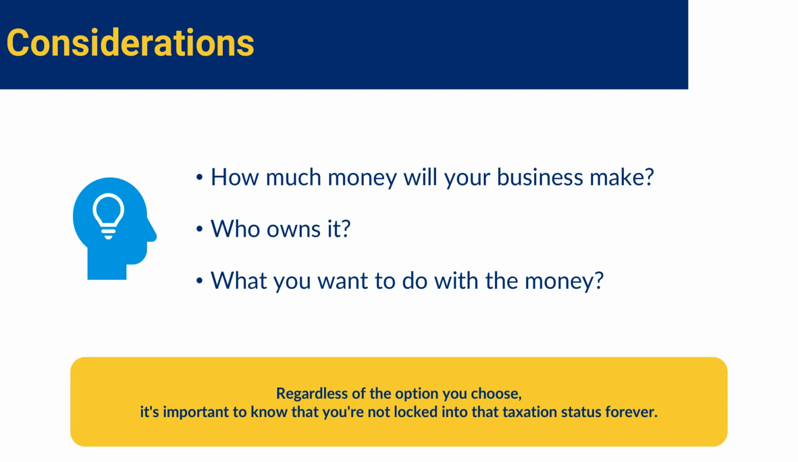When you're deciding, think about how much money your business will make, who owns it, and what you want to do with the money. Regardless of the option you choose, it's important to know that you're not locked into that taxation status forever. As your business evolves and your circumstances change, you can revisit your taxation status and adjust accordingly. If your situation shifts, such as experiencing significant growth or changes in ownership structure, you can always update your taxation status to better align with your current needs and goals every 5 years. To learn more, contact a tax professional, business coach, or visit the IRS website.